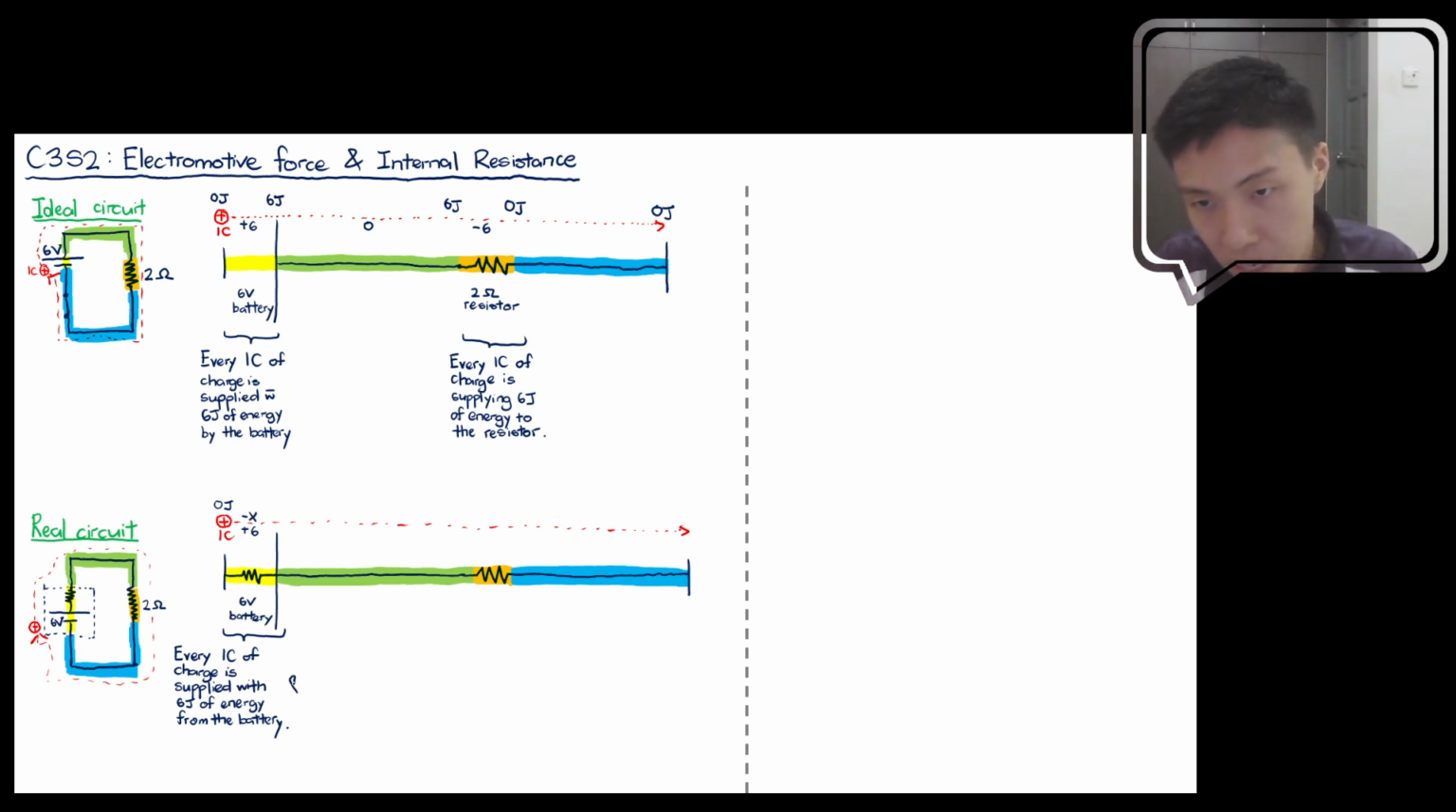So what's happening here is not just this one thing. You also know that every 1 coulomb of charge is using X joule of energy to pass through the battery material.